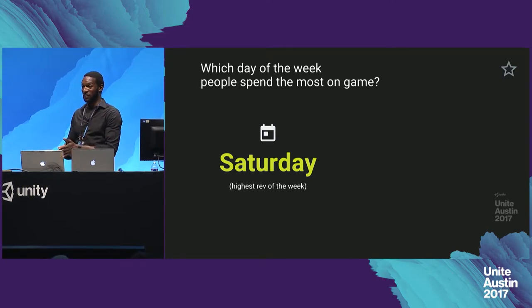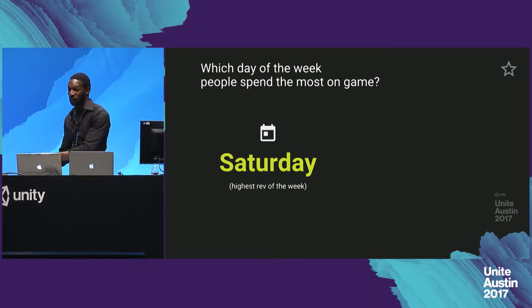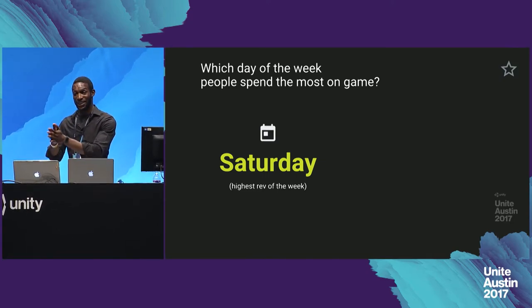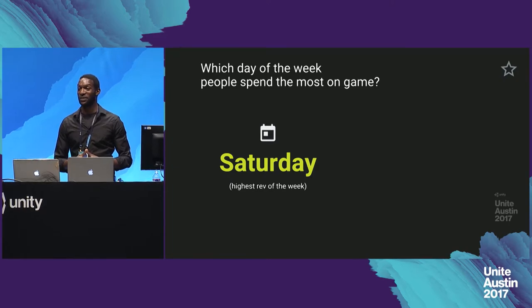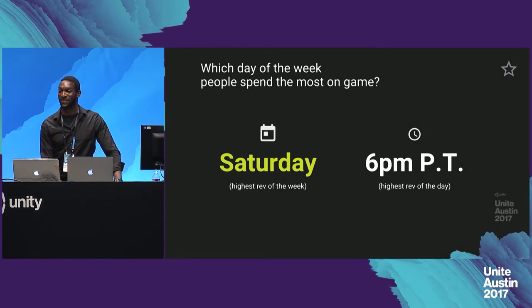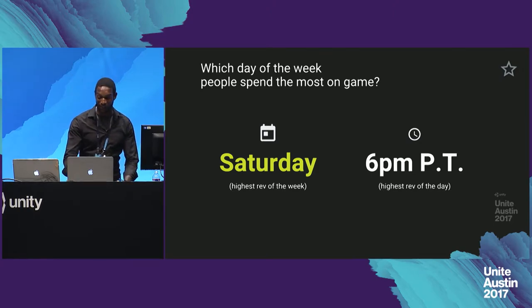What time of the day do people spend the most money? I need an hour, a specific hour. If we're doing metrics here, we need specifics. 8 o'clock? Central time or Pacific time? We have to be that specific. Okay, if it's 8 o'clock Central time, I'll give that to you. 6 o'clock Pacific time. All right.